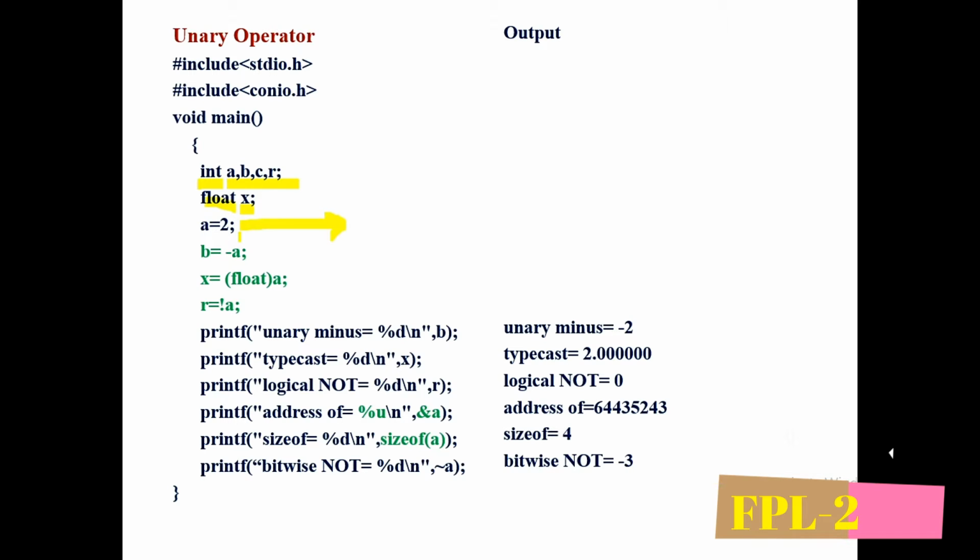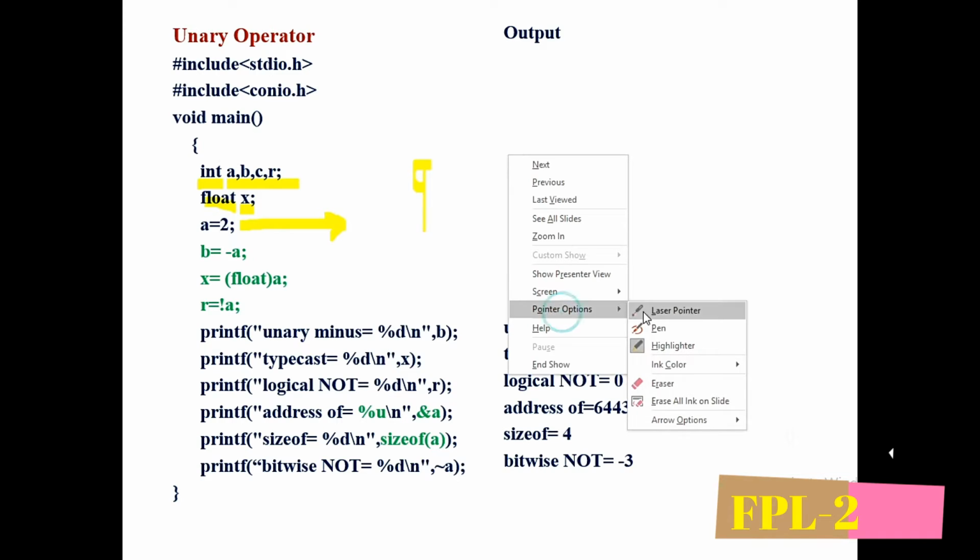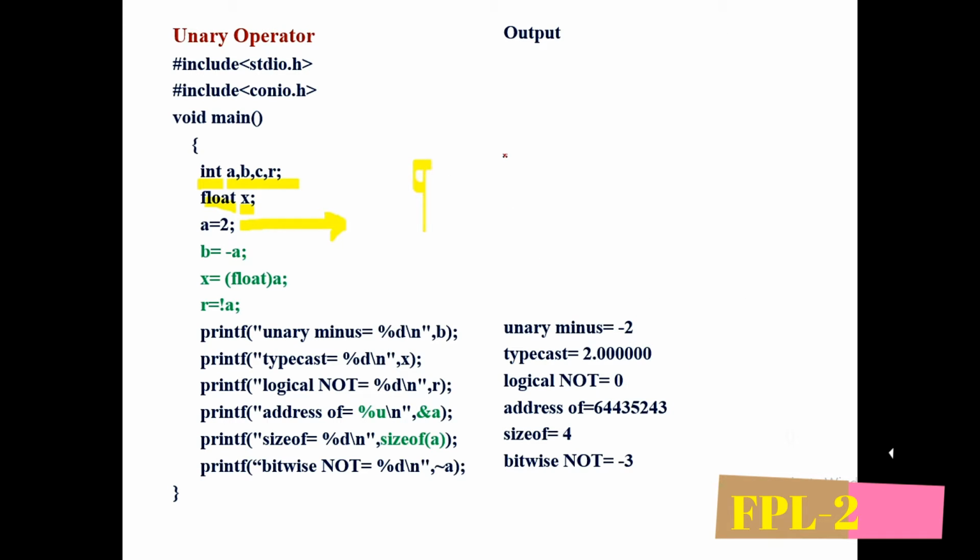Now I am doing the assignment. A is equal to 2, so in A we have the value 2. Now B is equal to minus A. Here we have used the unary minus operator. So instead of 2, it will give the minus sign to this data and store minus 2 in B.